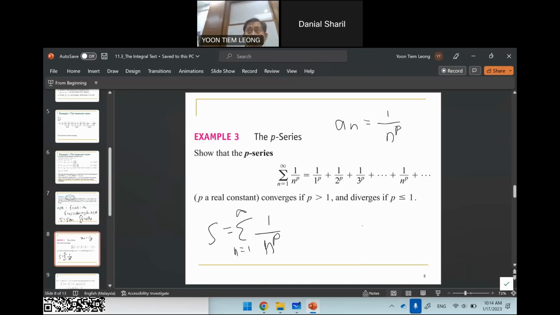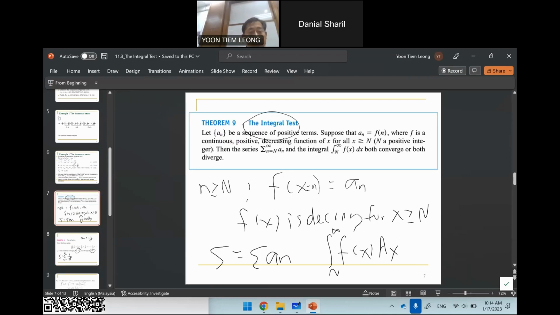So you ask the question, is the p series convergent? The answer is it depends very much on the value of p. If p is a positive number larger than 1, then the p series will converge. If p is equal to or less than 1, then the series will diverge. And you can prove this quite easily using theorem number 9.